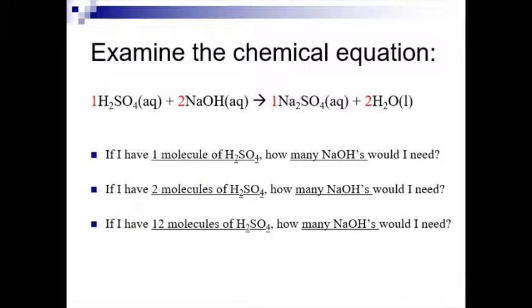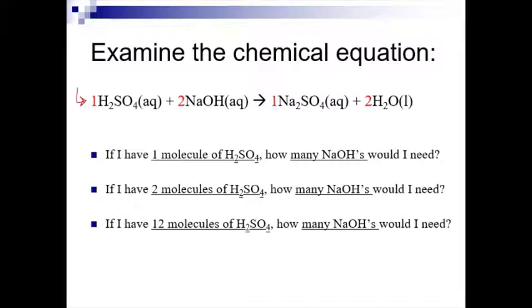So in this video, we're going to examine the relationship between molecules and elements in chemical equations. So let's examine this equation right here. All balanced, 1 H2SO4 needs 2 NaOHs to make 1 Na2SO4 and 2 waters.